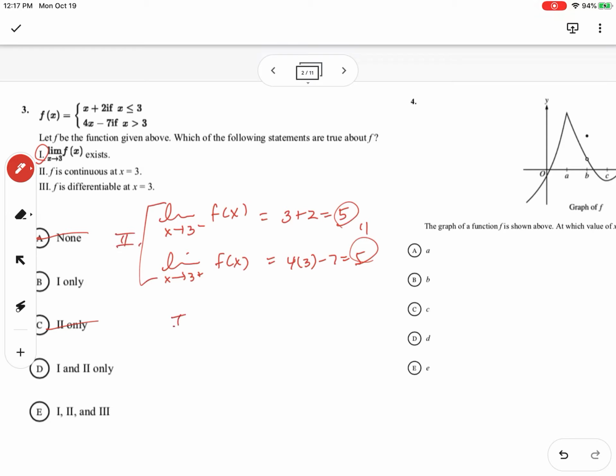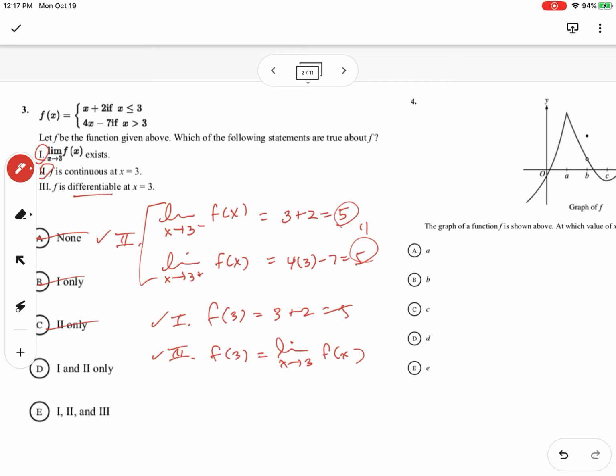F is continuous. This was the second part of that continuity theorem. The first part of it was that f of 3 is defined, and in this case it would be 3 plus 2, which is 5. So yes, it is defined. And then the third part being that they're equal to each other, and we can see that they are.